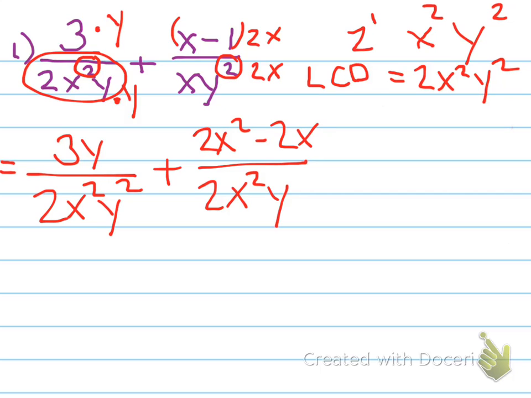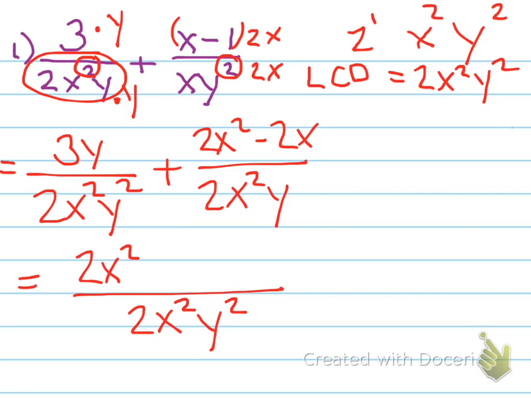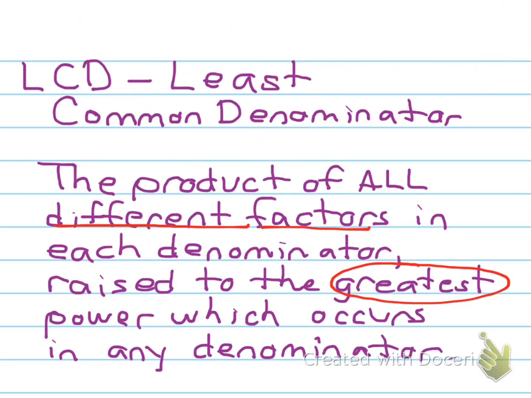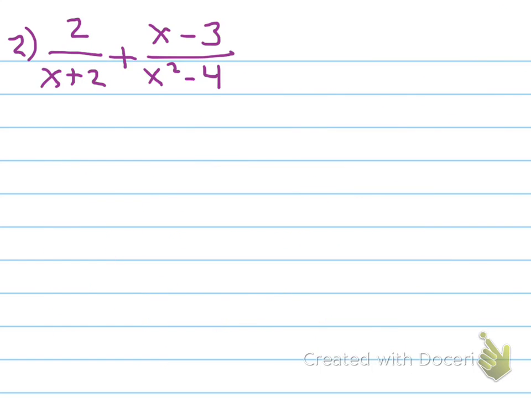And now that we have the same denominator, it is okay now for us to add these guys together. We will have 2x squared y squared in the denominator. And on top, we're just going to rearrange these guys. We have 2x squared minus 2x plus 3y. We are all set to go. So those are now added together. It is a little bit trickier, a little bit more time consuming than the problems we had for multiplication and division. All right, here's our next one.